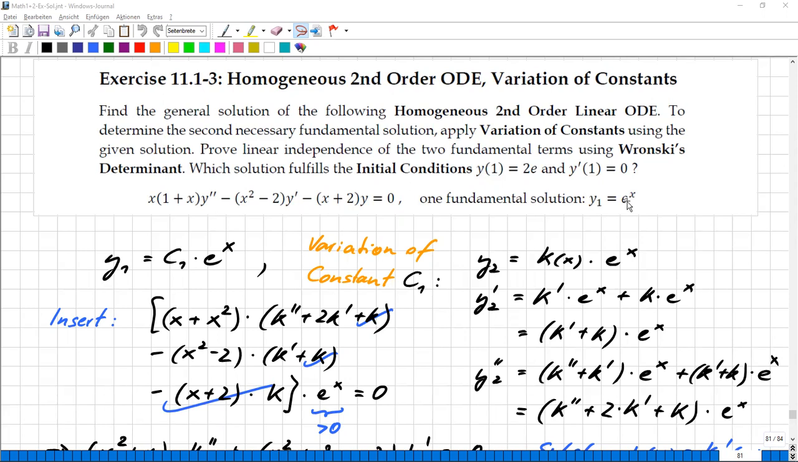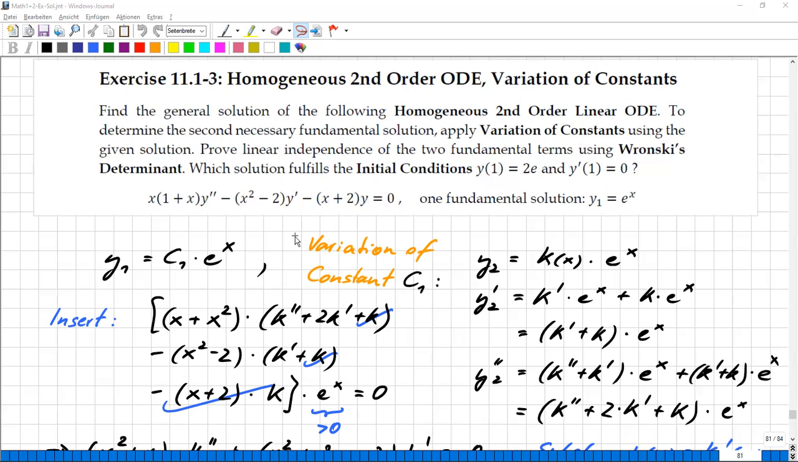Well, the idea is, since this term, even if I use an arbitrary constant factor C1, is a solution to this homogeneous differential equation, we know that taking its derivative, its second derivative, and filling it in, we always get 0 on the right-hand side for any value of x. So that's true, and that's why it's the first fundamental solution of this equation.